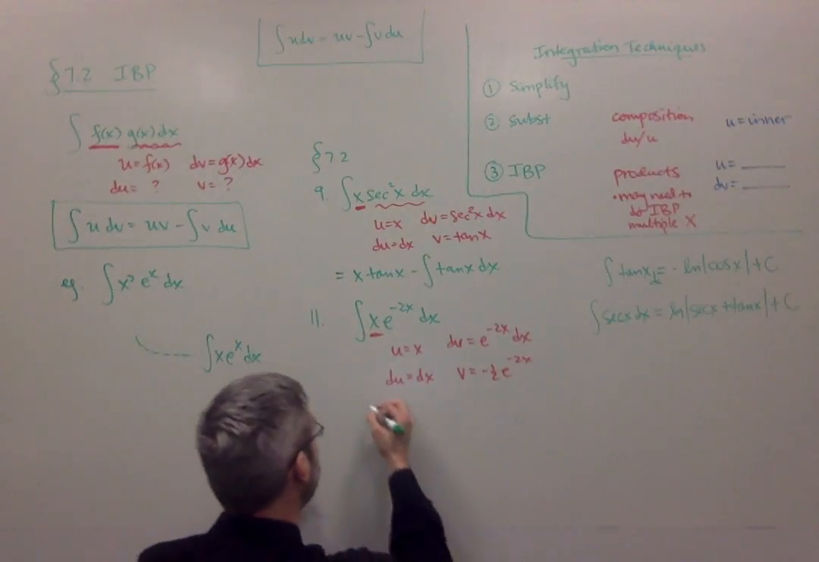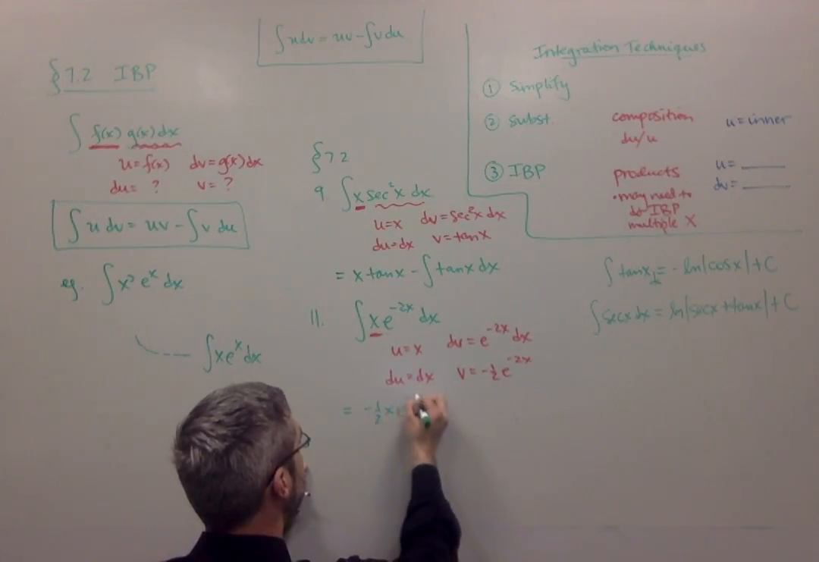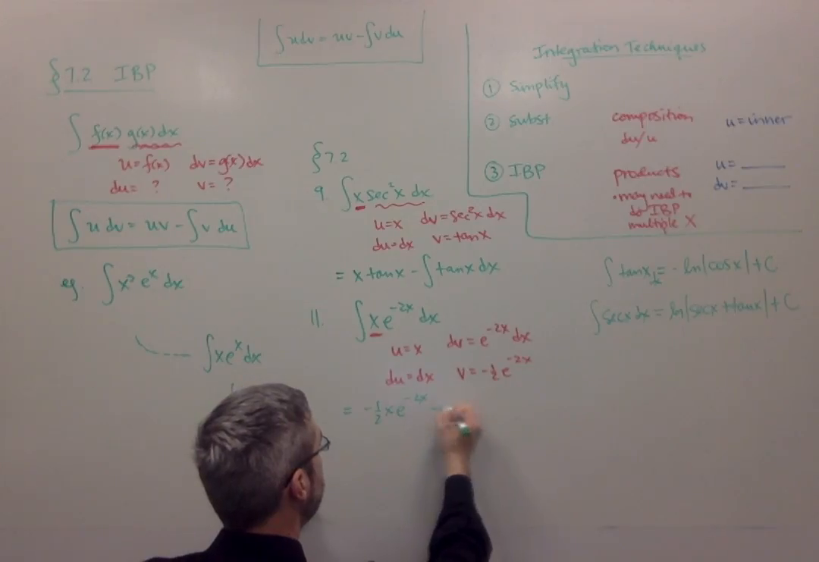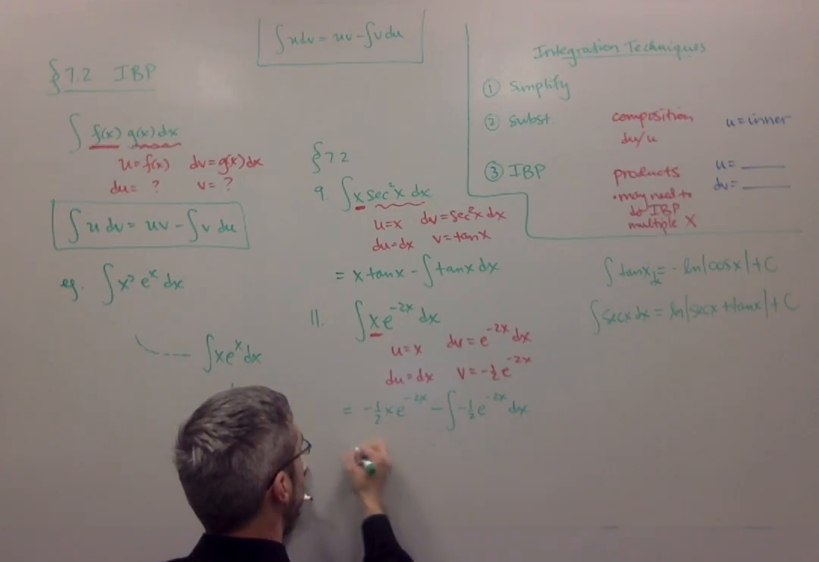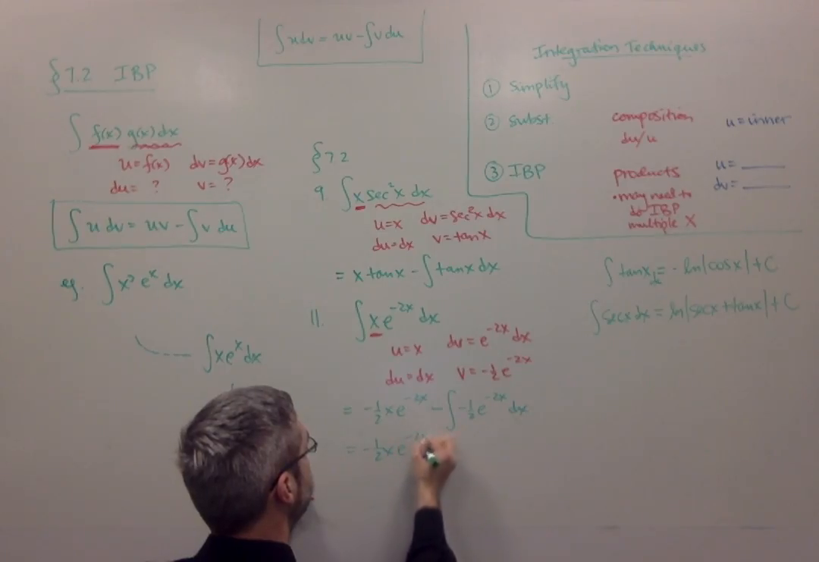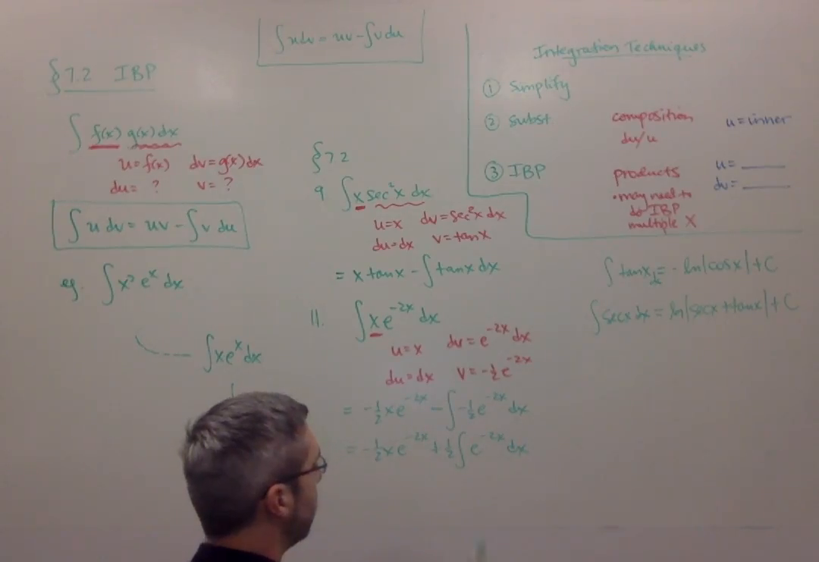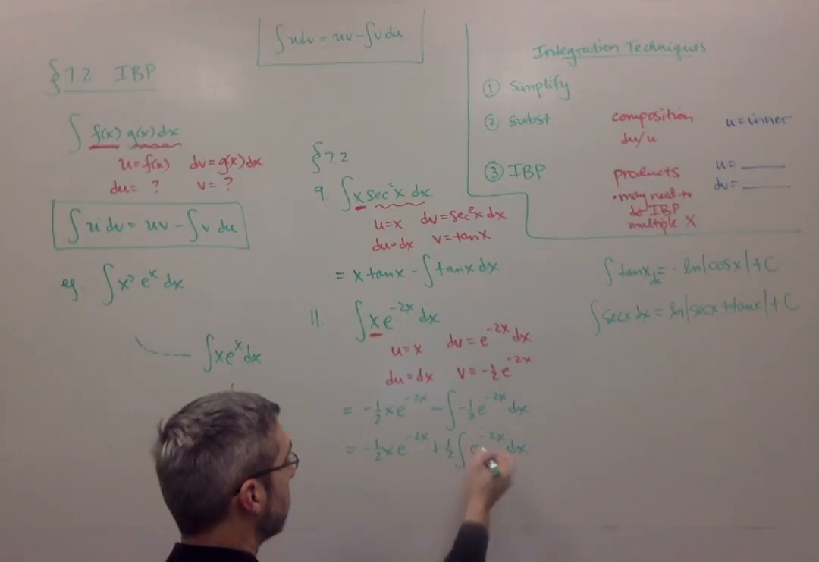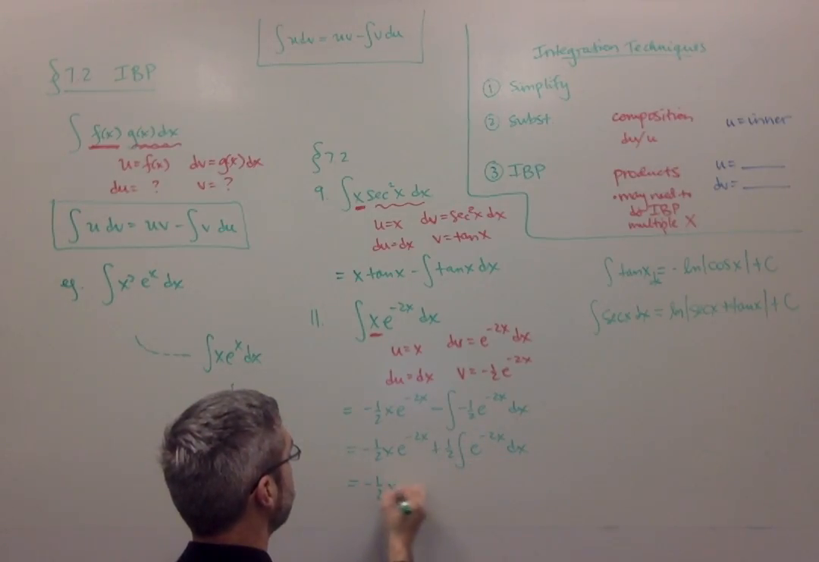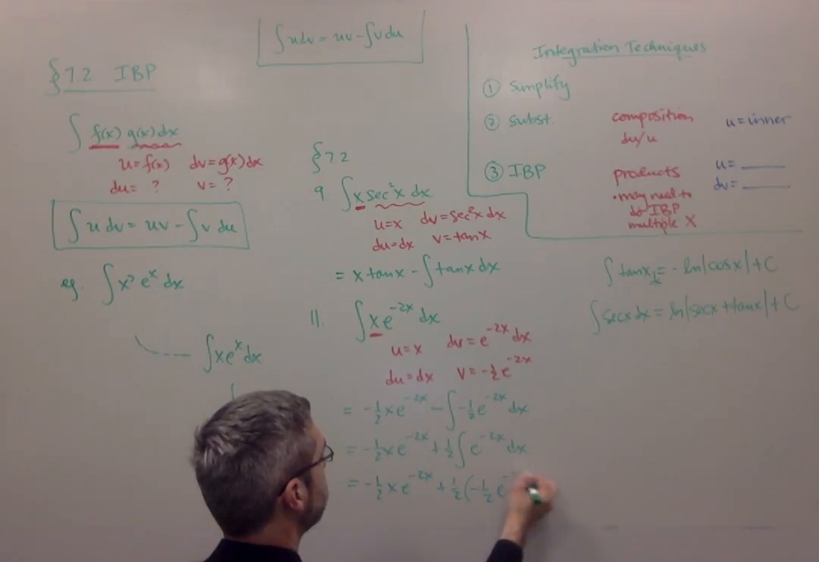So that means here that this integral works out to be u times v, so negative 1/2 x e to the minus 2x, minus the integral of v du. So in other words, negative 1/2 x e to the minus 2x plus 1/2 integral of e to the minus 2x. And I want you to start being able to do that e to the minus 2x in your head. You should be able to say that's just negative 1/2 e to the minus 2x.